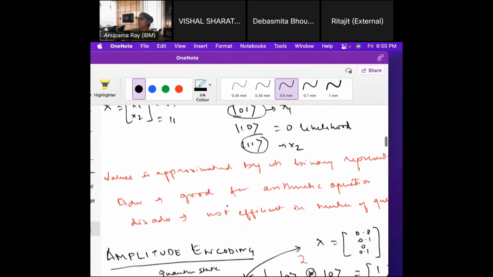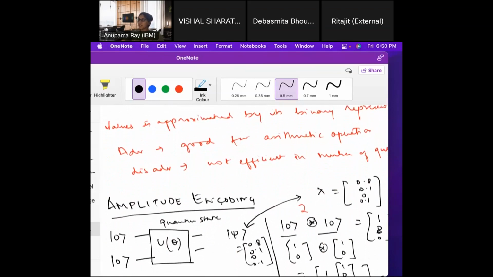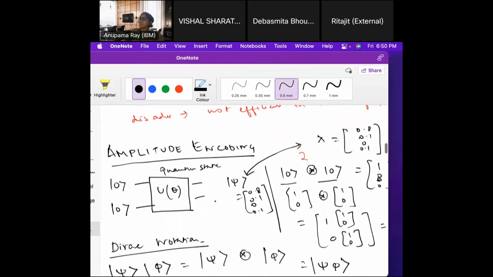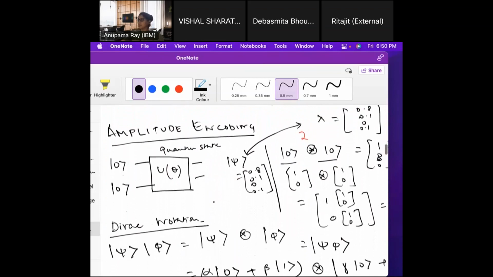Now this is value approximation by their binary representation. The advantage is that these are very good for arithmetic operations. However, they're not efficient in terms of the number of qubits, right? As many data points as you have in your data, you will need that many qubits. So you are actually using a lot of qubits in this encoding scheme. With that disadvantage, we are motivated to look at some encoding schemes which would give you some advantage in terms of minimizing the number of qubits used, right?